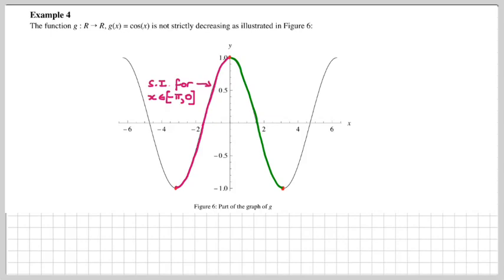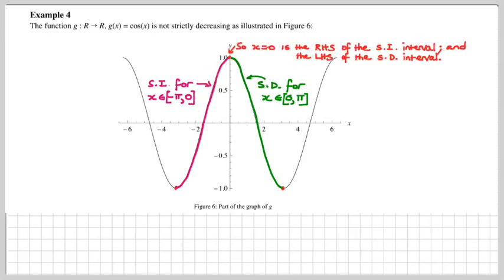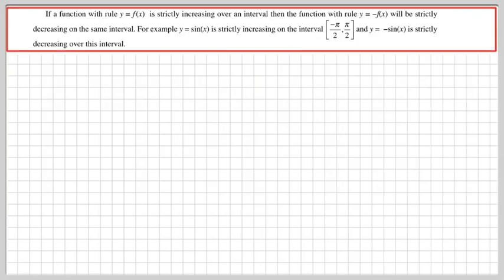Okay, strictly increasing from minus pi to naught, strictly decreasing from naught to pi. So you can see that naught, that's the crazy part, gets counted in each. So x is 0, the right-hand side of the strictly increasing interval, and it's the left-hand side of the strictly decreasing interval, and it's included in both. I know, but that works with the definition of strictly increasing and decreasing.